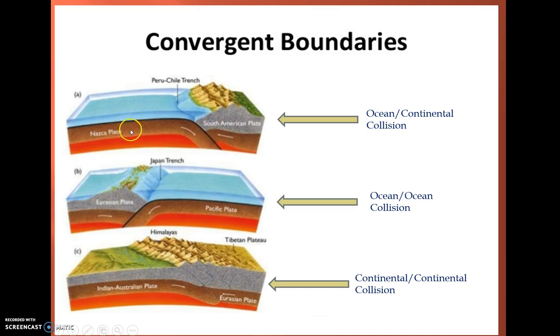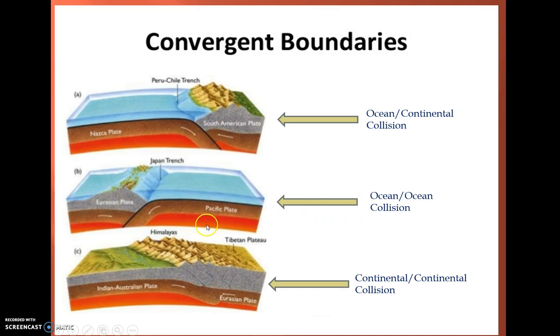So the first one we have is the ocean-continental. So ocean hitting the continent. The oceanic plate is going to sink underneath the continental plate. That's subduction. So you're going to get melting here from the heat and friction. The magma is going to work its way up. So all these mountains that you see right here are actually volcanic mountains.